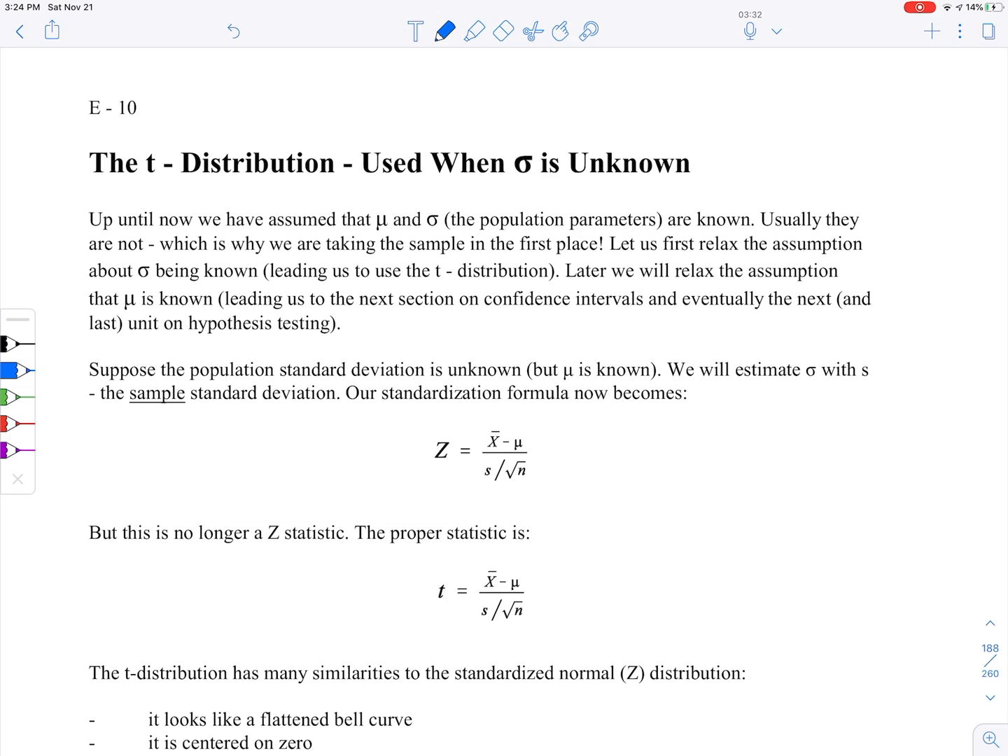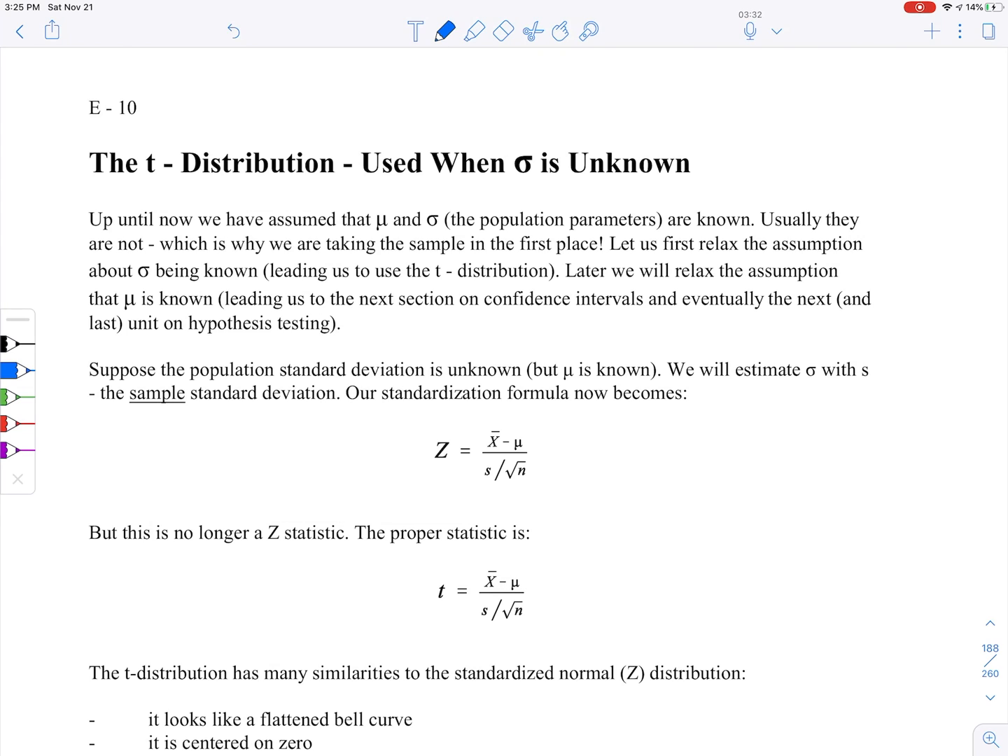Hey folks, today we're going to take a look at an important distribution in stats. It's called the T distribution. It's actually the last distribution that you will learn about in Business 306. So we've learned about the binomial distribution, we've learned about the normal distribution, and now we're going to take a look at something called the T distribution, or more formally, the student T distribution.